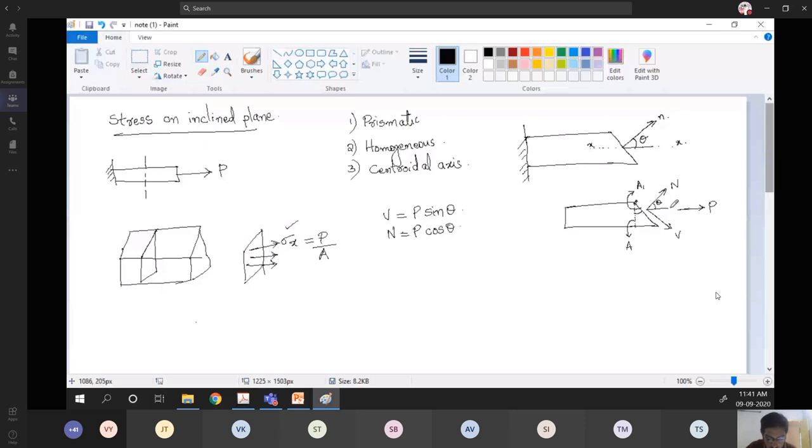If the angle between two lines is theta, then the angle between the lines drawn perpendicular to those lines also will be theta. Already the angle between these two lines is theta, so we draw lines perpendicular to them, and between them also the angle will be theta only. So now we can write a relation: a equal to a1 cos theta, and from that a1 equal to a by cos theta.